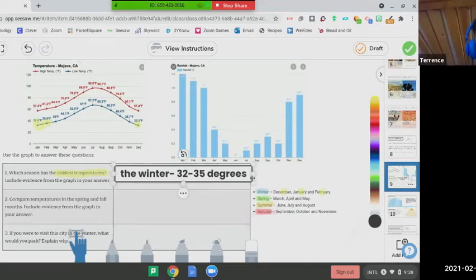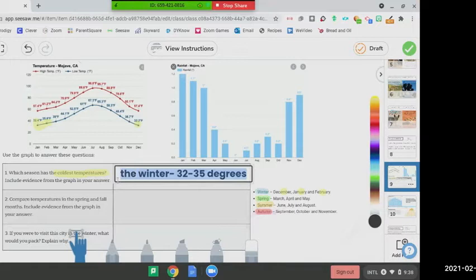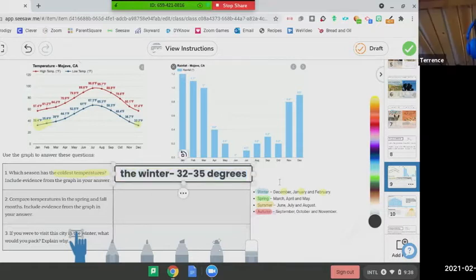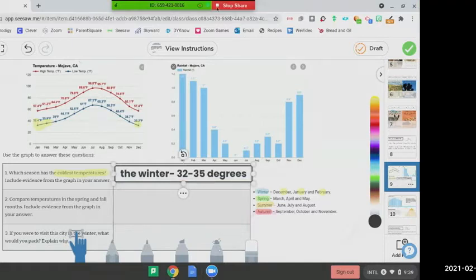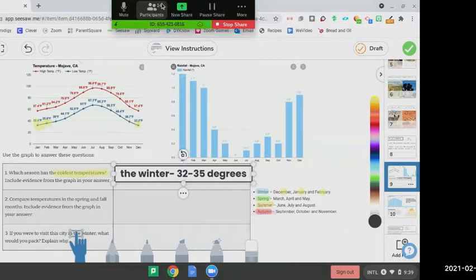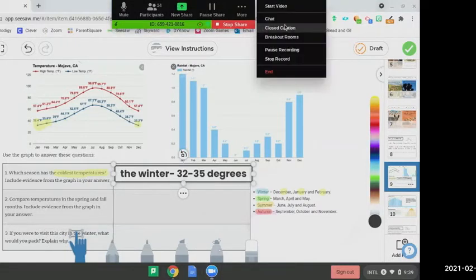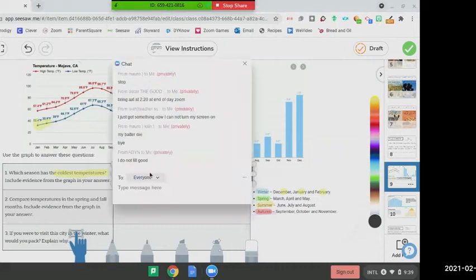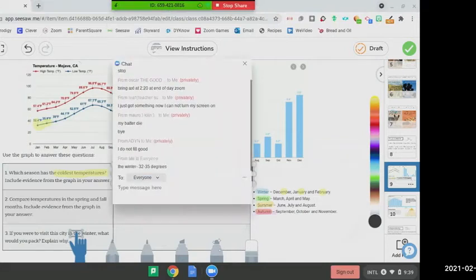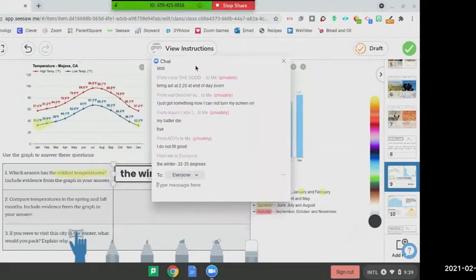Couldn't we put ID? I don't know what ID means. It stands for degrees. ID, I don't think stands for degrees. That circle, that tiny circle stands for degrees. Okay.